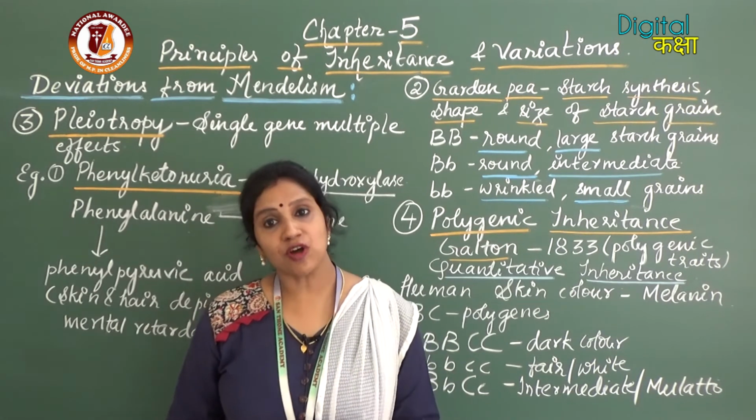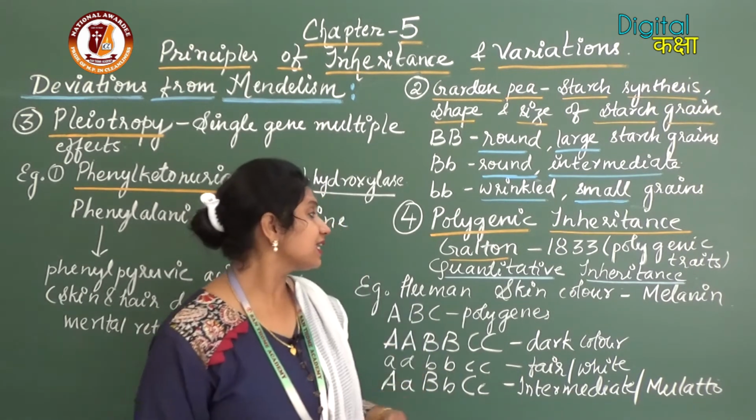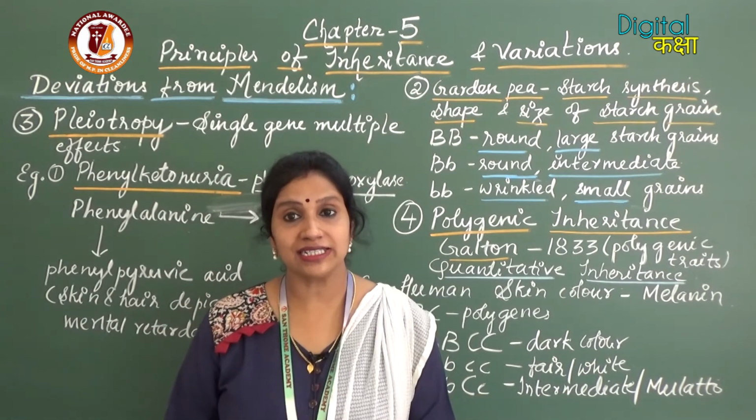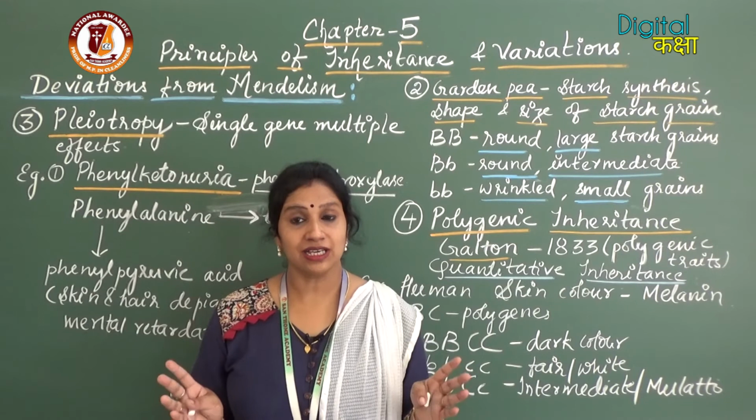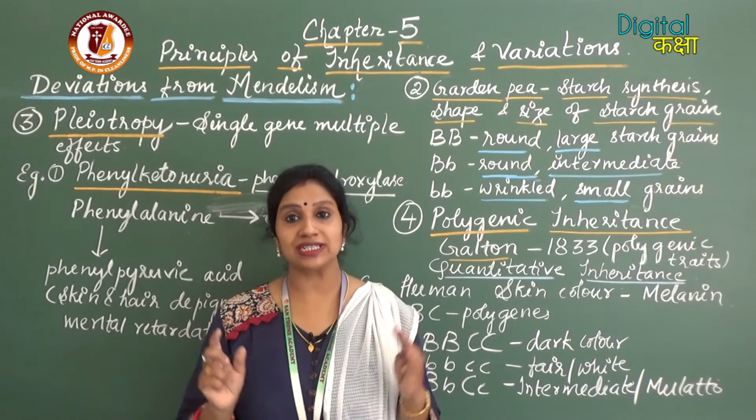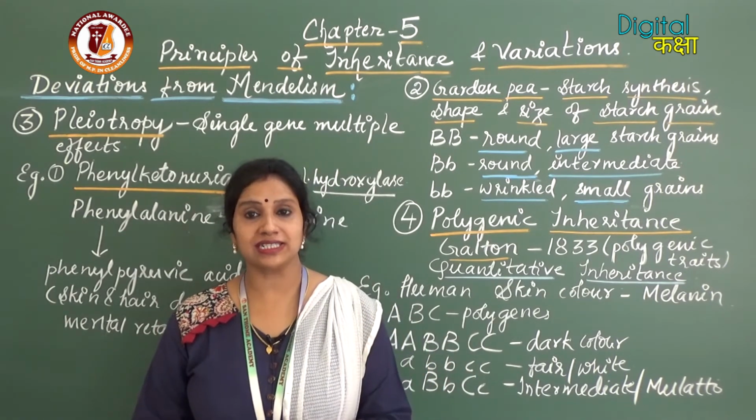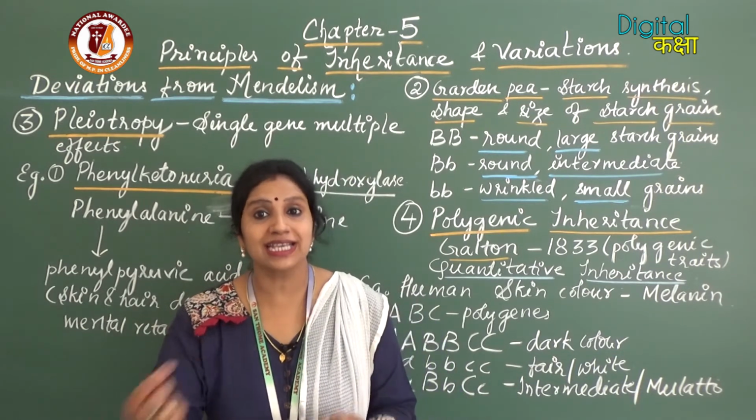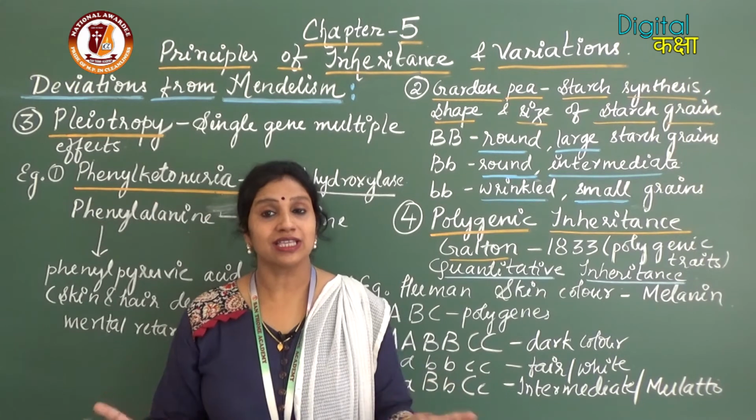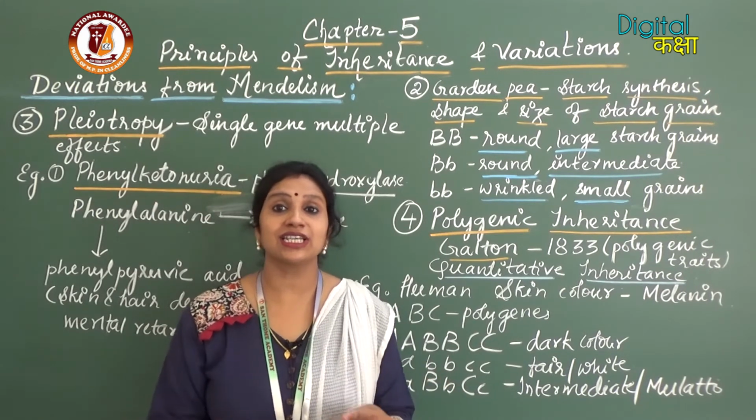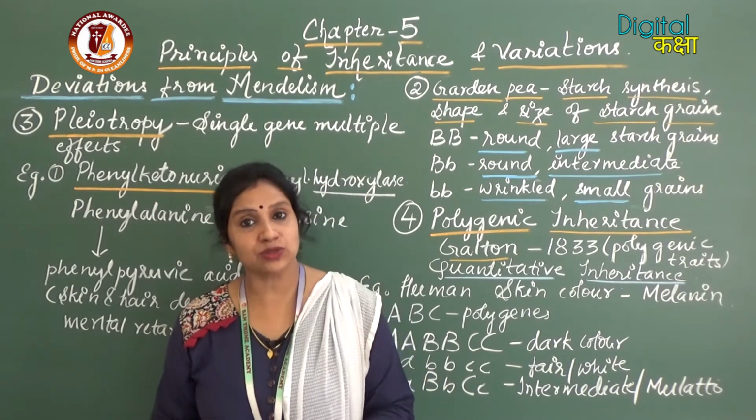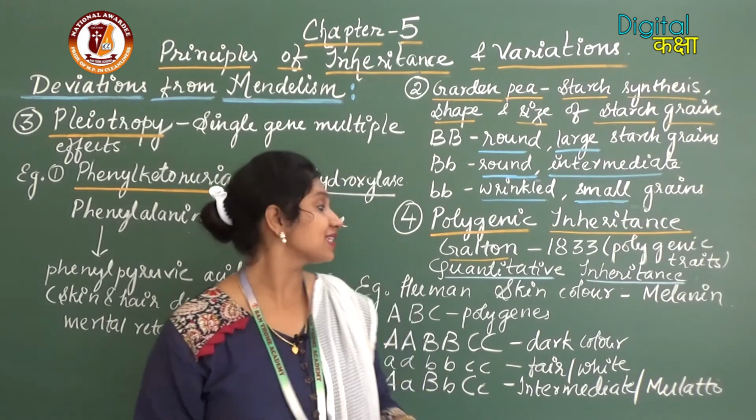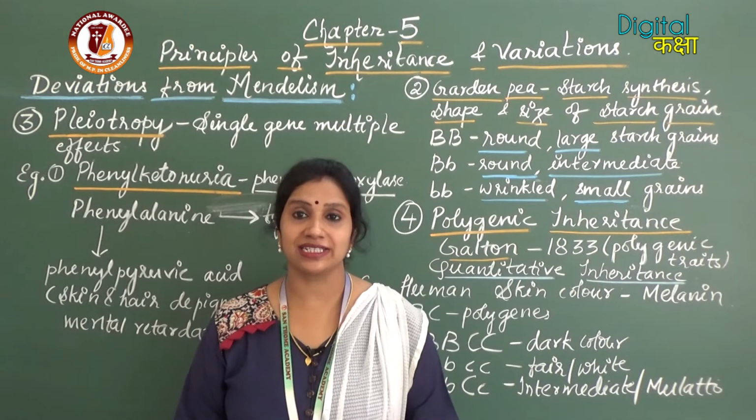The other name of polygenic inheritance is quantitative inheritance. Quantitative inheritance means that the main point of consideration is the quantity of genes, as more than one gene is coding for a single character. So here the quantity is taken into consideration. That's why polygenic inheritance is also called quantitative inheritance.